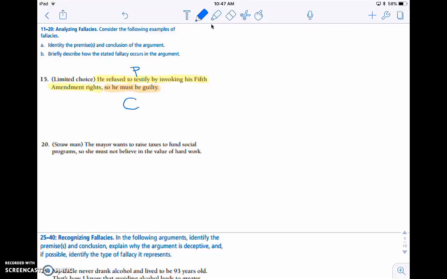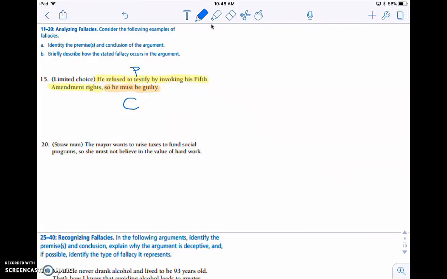And then, since he refused to testify by invoking his Fifth Amendment rights, therefore he must be guilty. Okay, clearly limited choice, very narrow in scope. There could be other reasons for invoking the Fifth Amendment rights. That doesn't necessarily mean that someone is guilty. So there's our premise and our conclusion. And again, limited choice because we state the premise, refused, and then our only conclusion is he must be guilty when there could definitely be others. So we've limited the choice there.